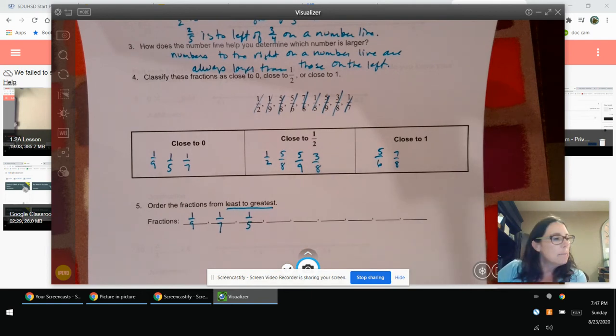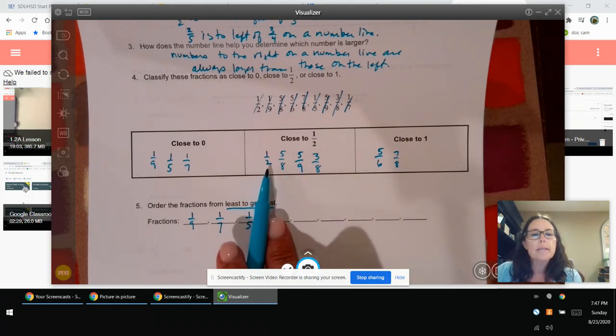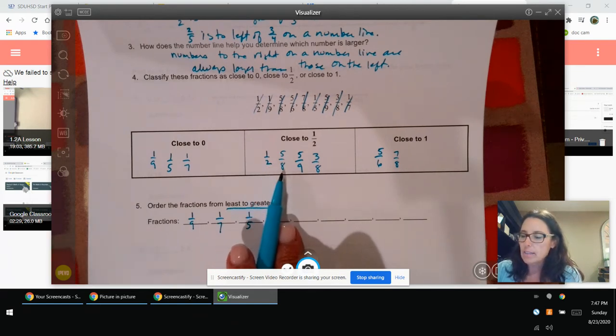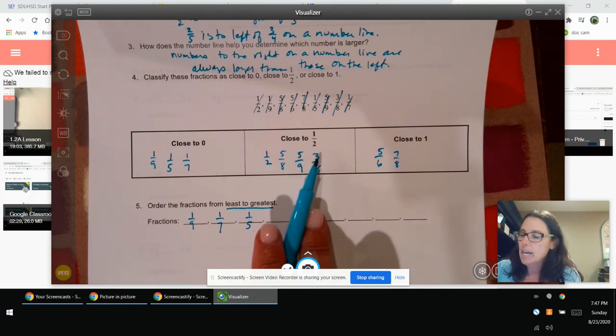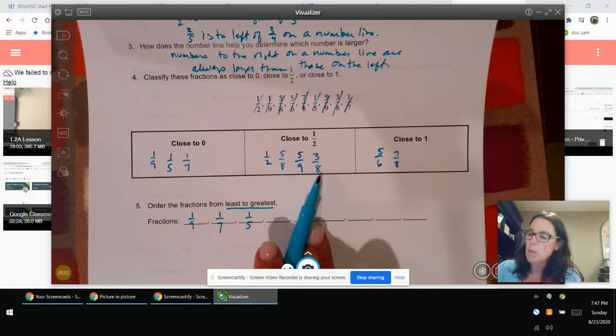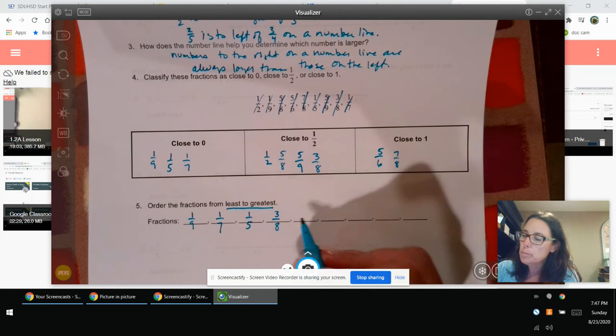Okay, now close to a half. Let's go ahead and look at these. So a half is exactly 5/10, 0.5. This is a little larger because 5/8 is larger than 0.5. 4/8 would be 0.5. 5/9, that's a little larger than a half. And then 3/8 is smaller than a half. So 3/8 is the smallest one in that group.